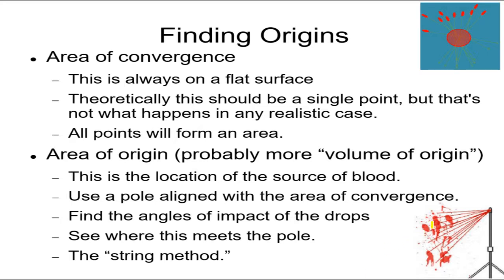That's the string method. They take, remember the length, divide the width by the length, take the inverse sine. That'll tell you how far the angle off the wall that it was. Find all those angles off the wall. They'll converge in more or less one basic place on the pole that is set up right, so that it contains the height of the area of convergence. So you can figure out the volume of where it started. So you can tell where the victim was.